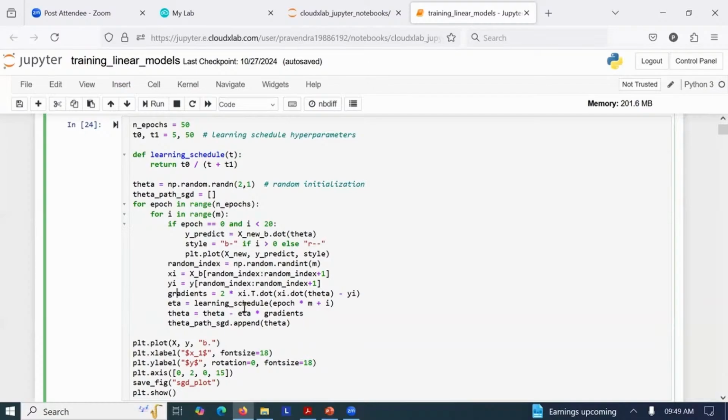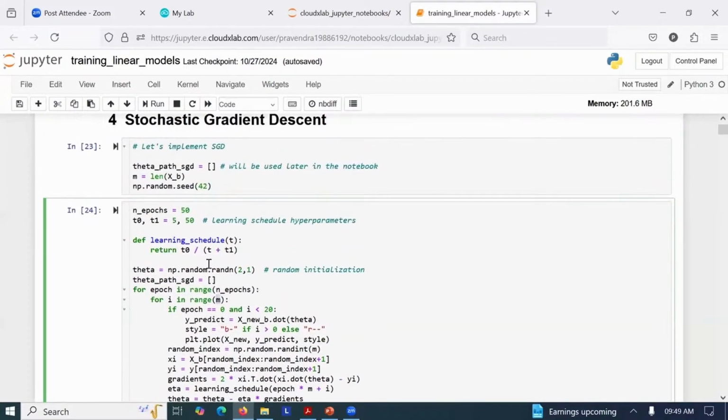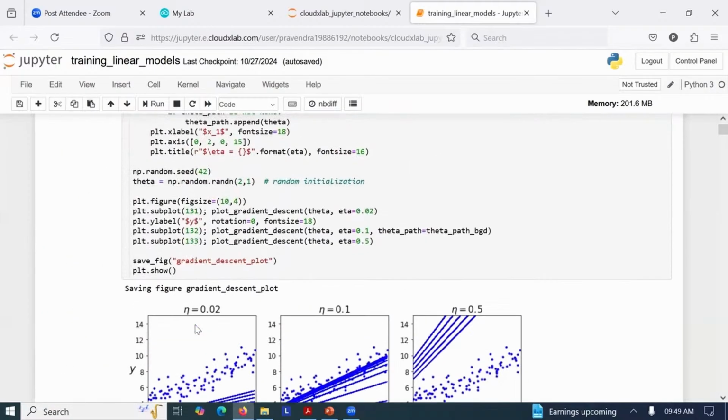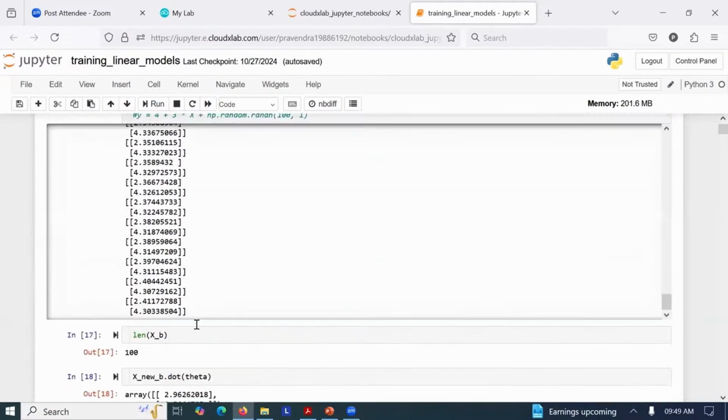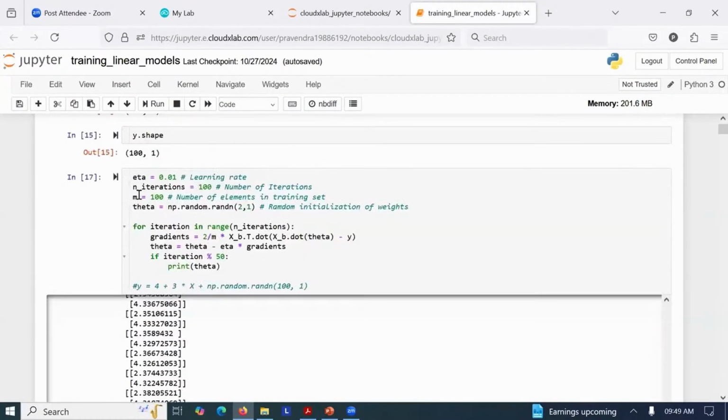So what is the value of M where we're defining in the range? No, M is the number of data points. I think we have already defined M, and the value of M is 100, right? Yes, here we have defined M is equal to 100, which is nothing but the number of points in our data set, right?